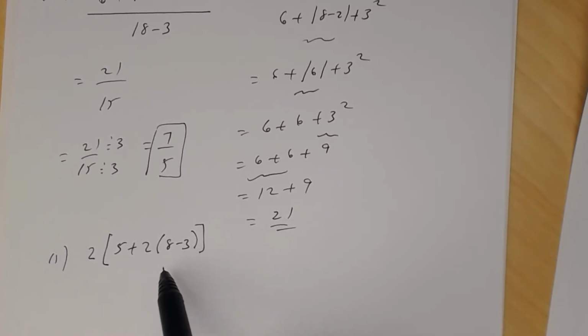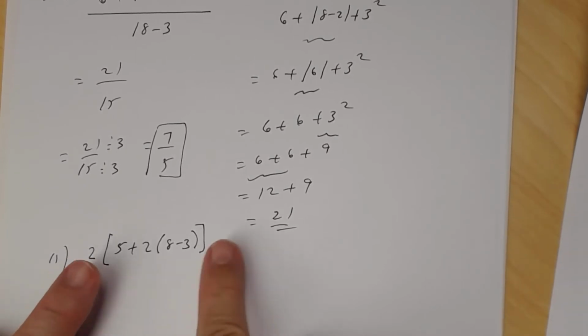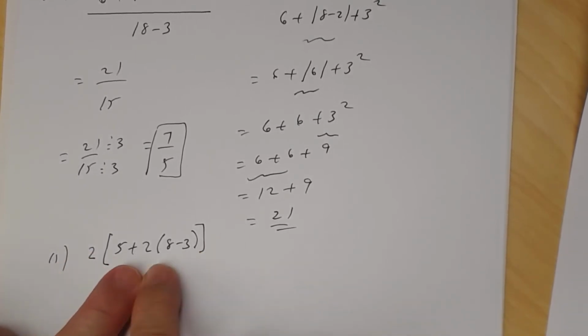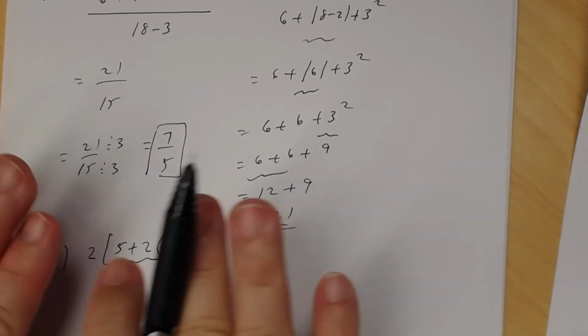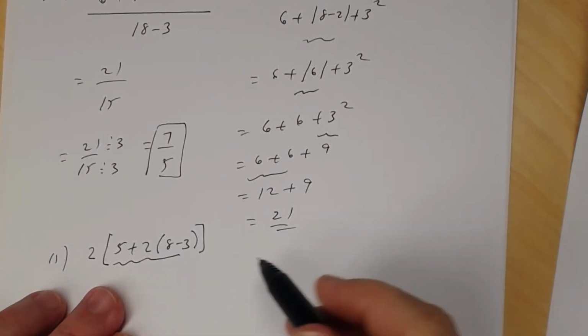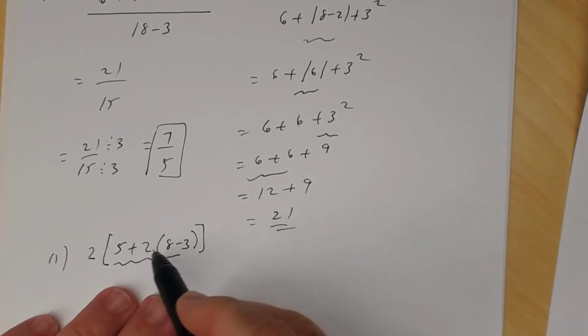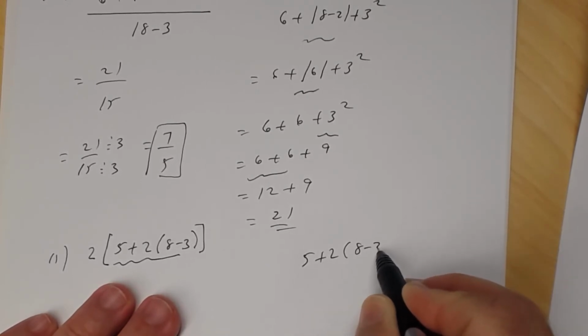Okay, so look at the outer bracket for a moment. Look at the outer grouping symbol for a moment. So here's your outer grouping symbol. So what that means is that you got to do the inner part first. So you have to do this first right here. So you look at what grouping symbols on the outside, and then you do what's on the inside first. So I'm going to go ahead and rewrite this inside part first. So here I'm going to rewrite it here. So 5 plus 2 times 8 minus 3.